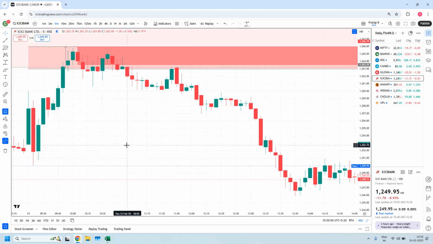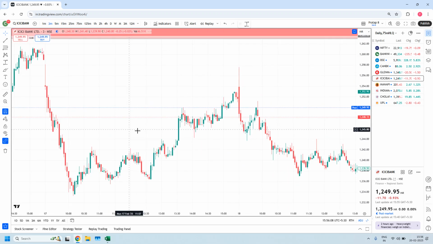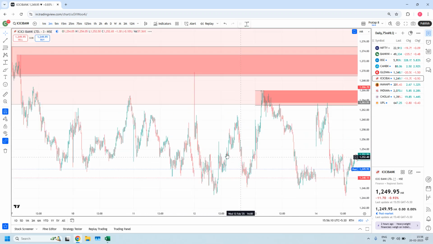Then I thought, maybe one more time frame lower may give it, that is one option. Or you can also use the 3-minute zone as a supplement to the 5-minute zone. 3-minute zones can be used as a supplement. So that's why I went to 3 minutes. Now you see the actual magic in the 3-minute zone. Go to the 3-minute zone.